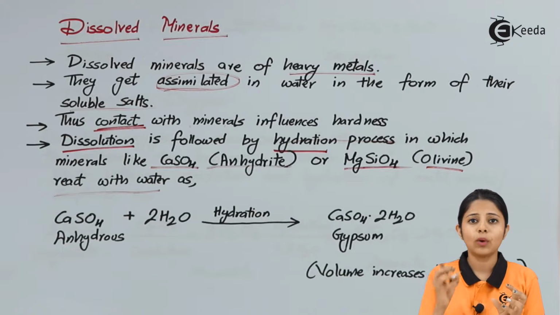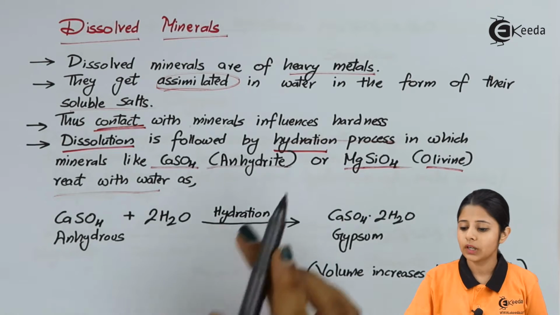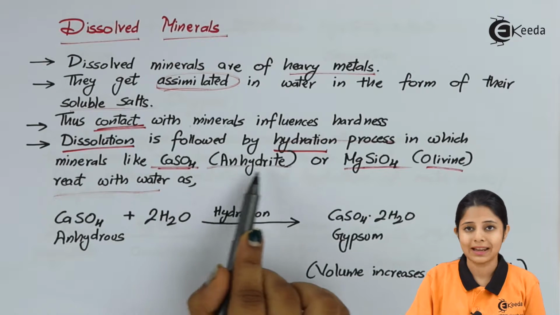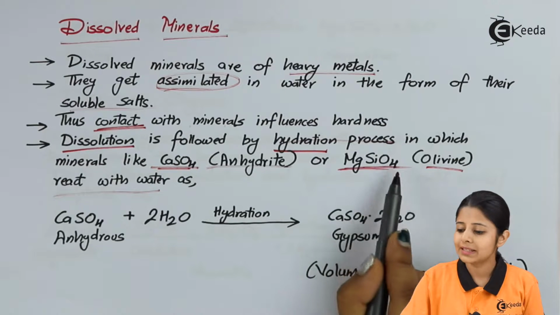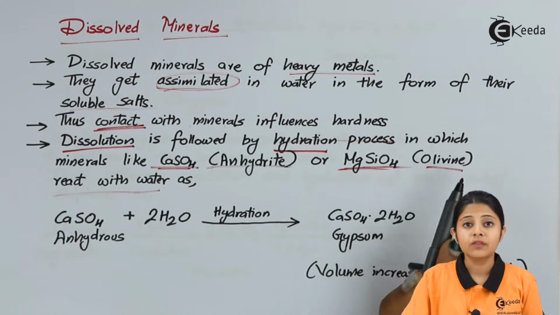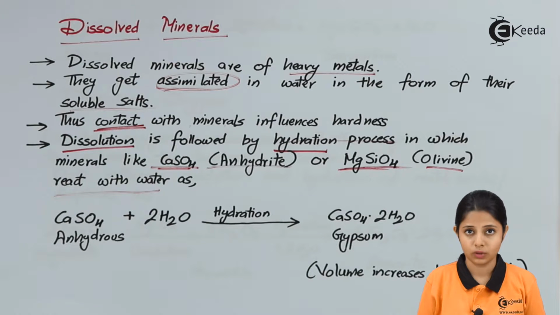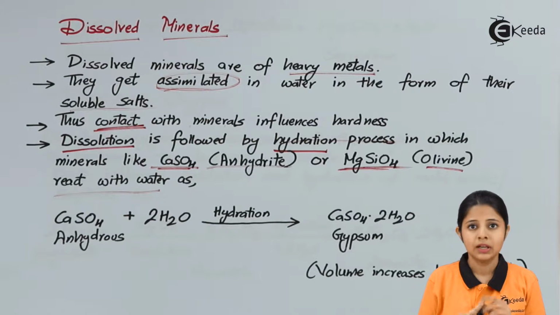To anything, if you add water to it, that thing gets hydrated. So over here we are taking CaSO4, which is an anhydrite, or Mg2SiO4, which is an olivine, and we are making a hydration process to it. We need to remember that there are two processes. The first process is dissolution. That means when water comes in contact with CaSO4, CaSO4 will get dissolved in water. That is the first process.